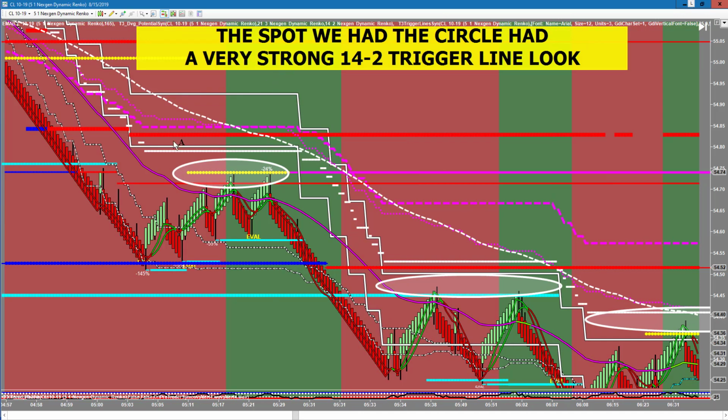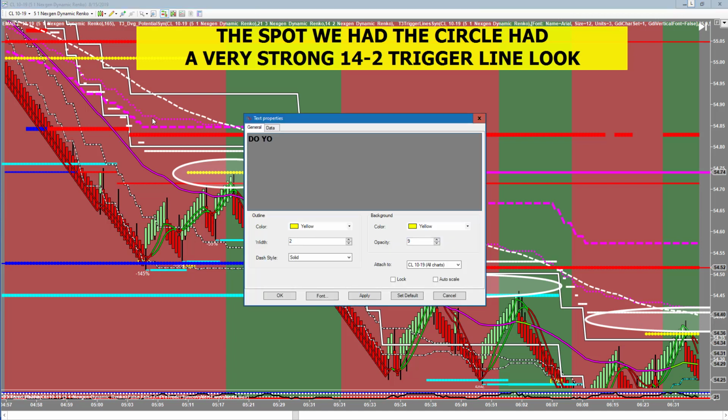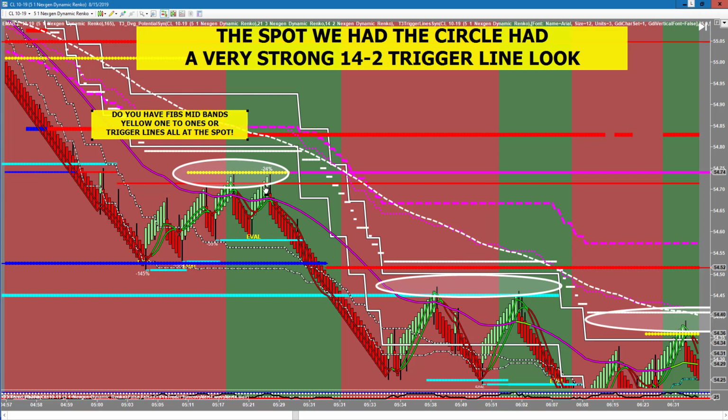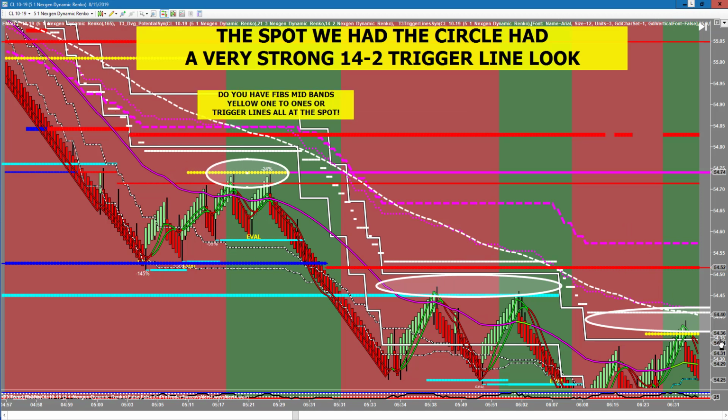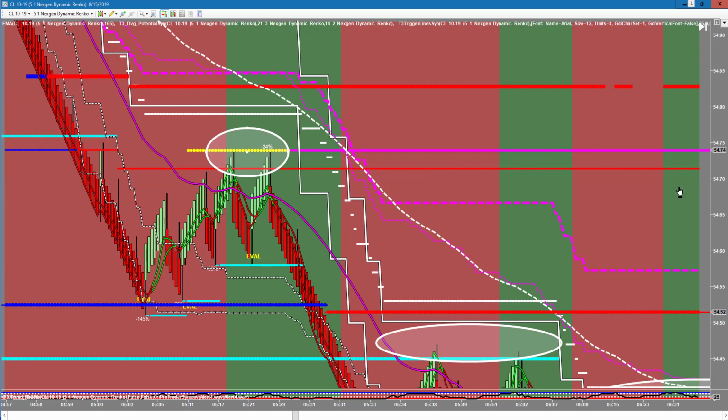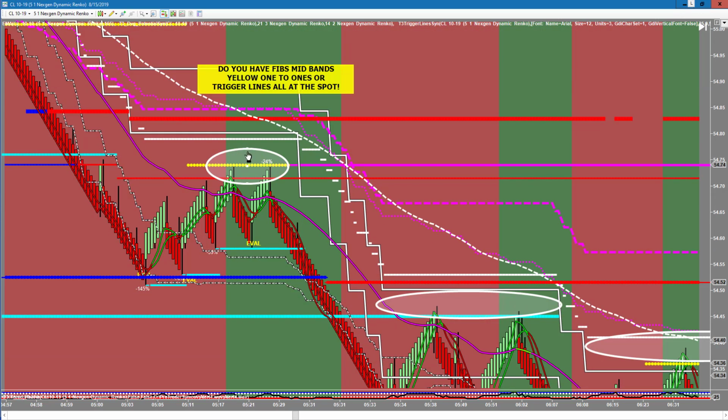When you get to a trend trade spot, do you have fibs, mid bands, yellow 1-to-1s, which are very helpful for trend trades, or trigger lines all at the spot? The more you have at the spot, the better the area is going to be. The first two indicators that we have are fibs and mid bands. And almost every single person who has our software for any amount of time says that if you have a yellow dot at your trend trade spot, it's really, really helpful. Does everybody understand that?